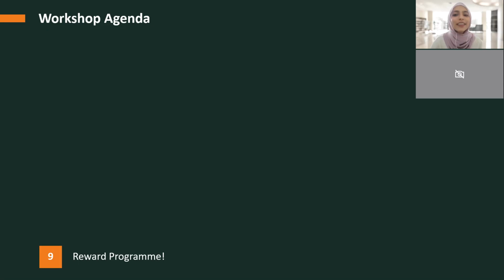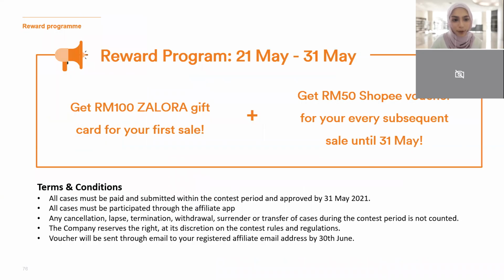Okay, so the last part is probably the most interesting one that you guys are excited for, which is the rewards program. For our current reward program, you can get up to a 100 ringgit Zalora gift card for your first sale. And this is only eligible until the 31st of May. On top of that, after your first sale, for your second, third, fourth, fifth sale that you make up until 31st May, you will be able to get a 50 ringgit Shopee voucher for every subsequent sale.